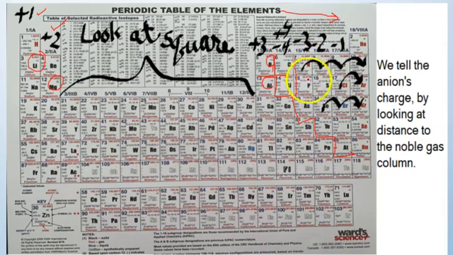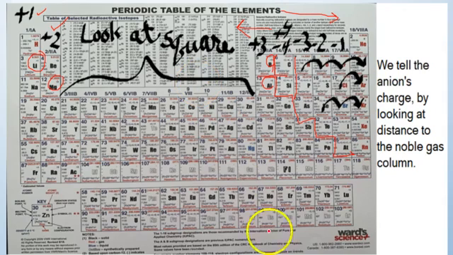And the elements over here in the nonmetal section that are 1 away from the closest noble gas are all going to be -1. And if you're 2 away from your closest noble gas, you're going to be -2. And if you're 3 away from your closest noble gas, you're going to be a -3. And if you're in the girl's position and you're 4 away, you're going to be a -4. If you're in the boy's position in the formula, which means in the front of the formula, then you're going to be a +4 because you're counting in that direction.